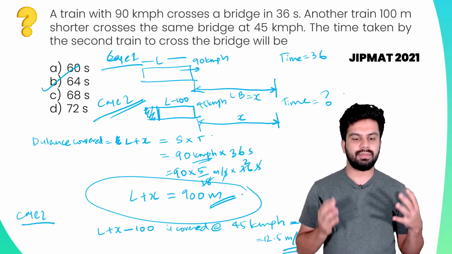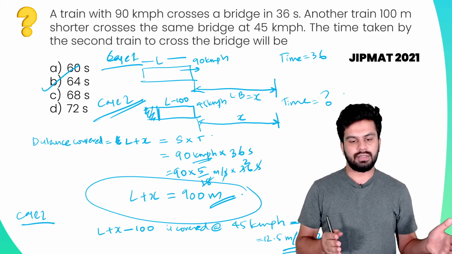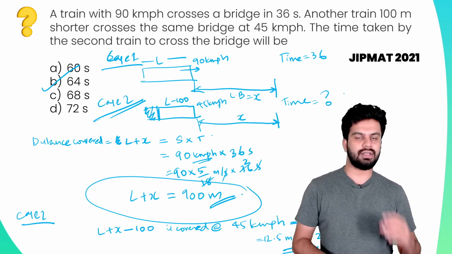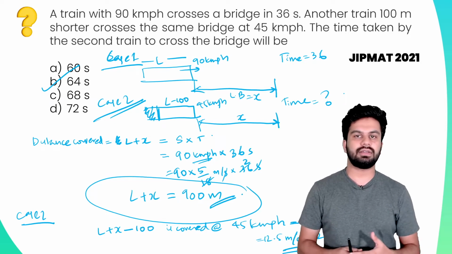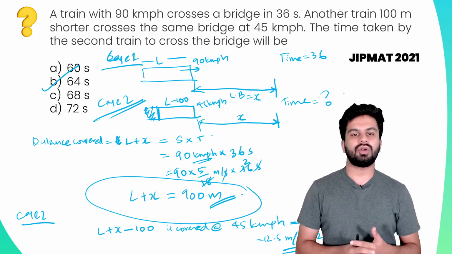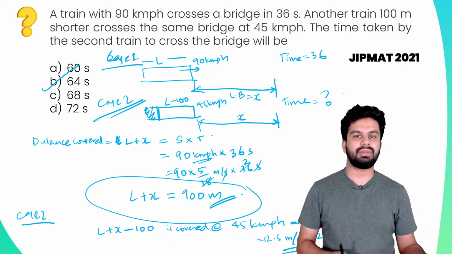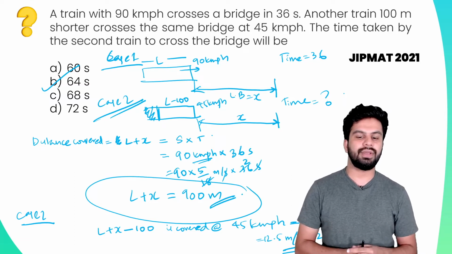In the first case the length of the train is not given, but we have something to relate between the two trains. That is, if the first train length is L, the second train length is L minus 100, and we know the total distance covered by a crossing train is equal to L1 plus L2. Like when we cross a platform, crossing the same bridge, the total distance covered will be L plus x.